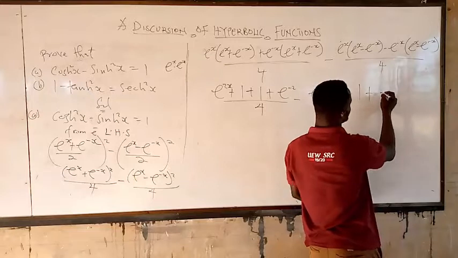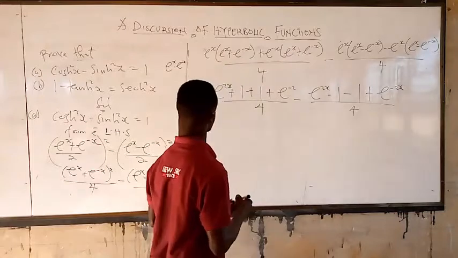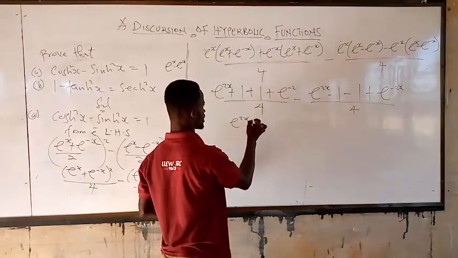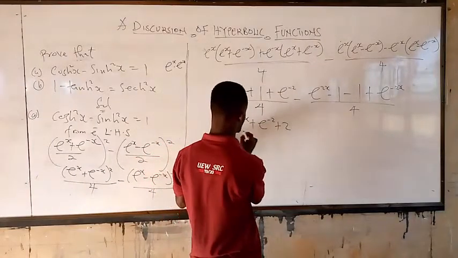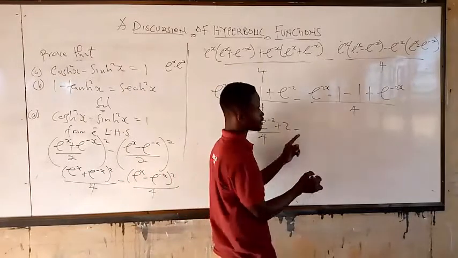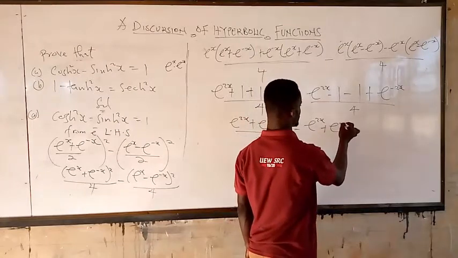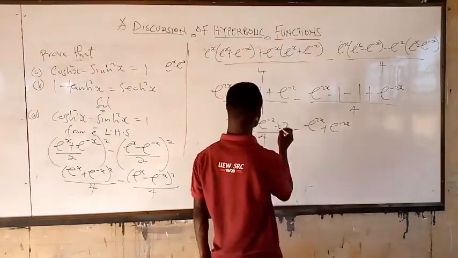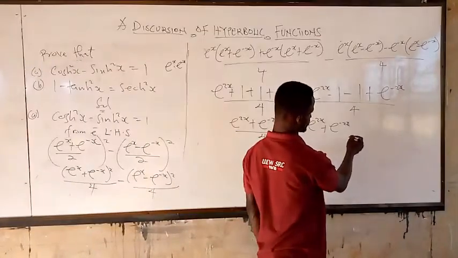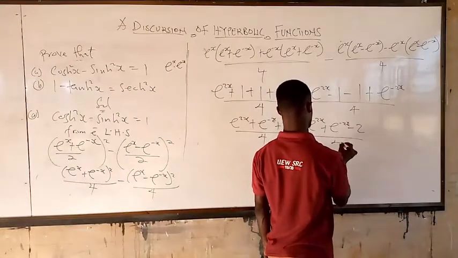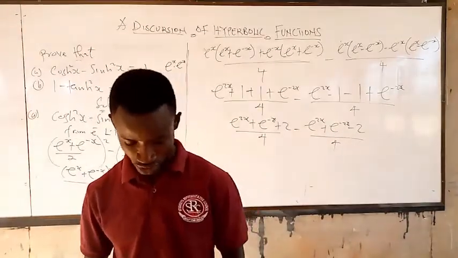That gives negative 2s. All this over 4. So here we get e raised to power 2s plus e raised to power negative 2s plus 2, all this over 4, minus, here too we can get e raised to power 2s plus e raised to power negative 2s minus 2, all this over 4. You see, what we have now is very beautiful.